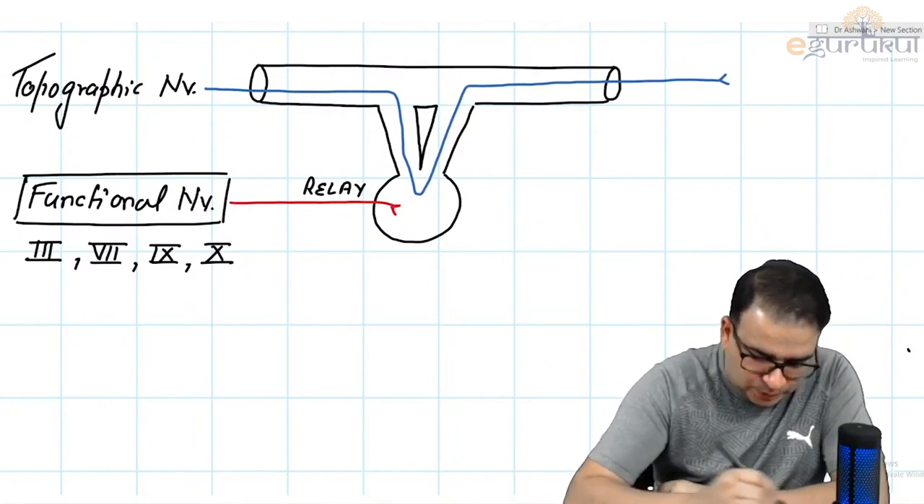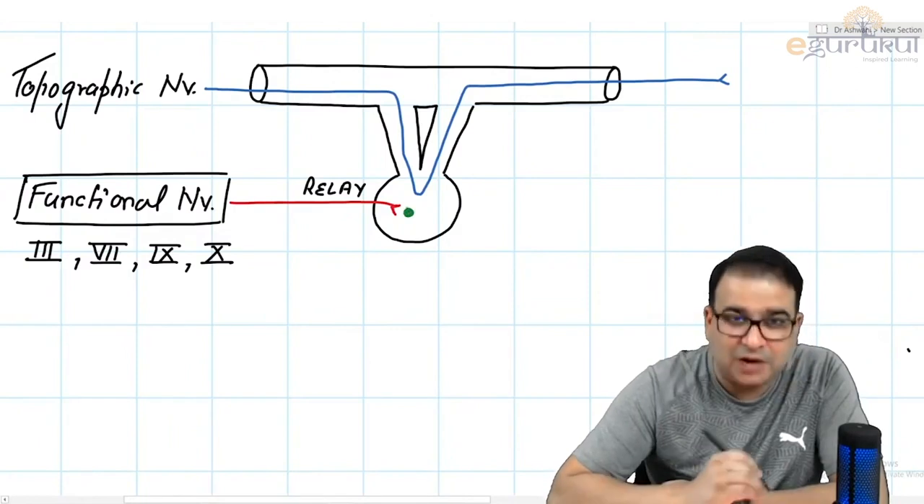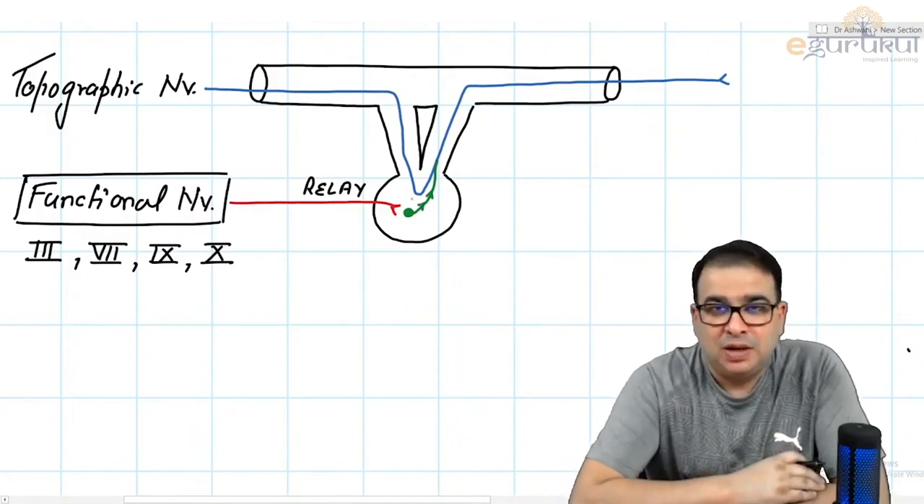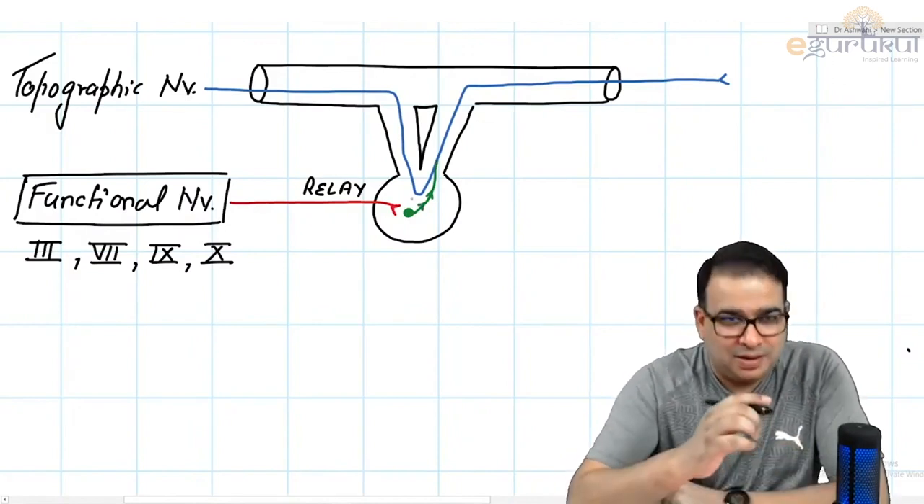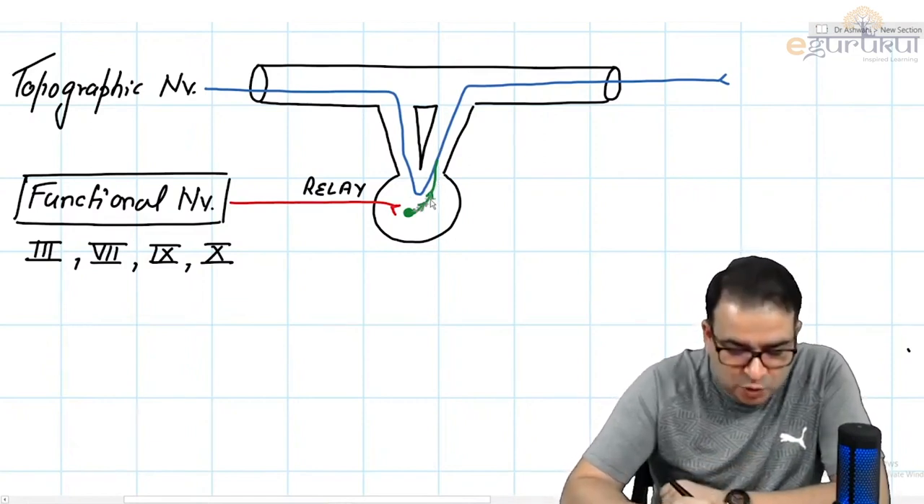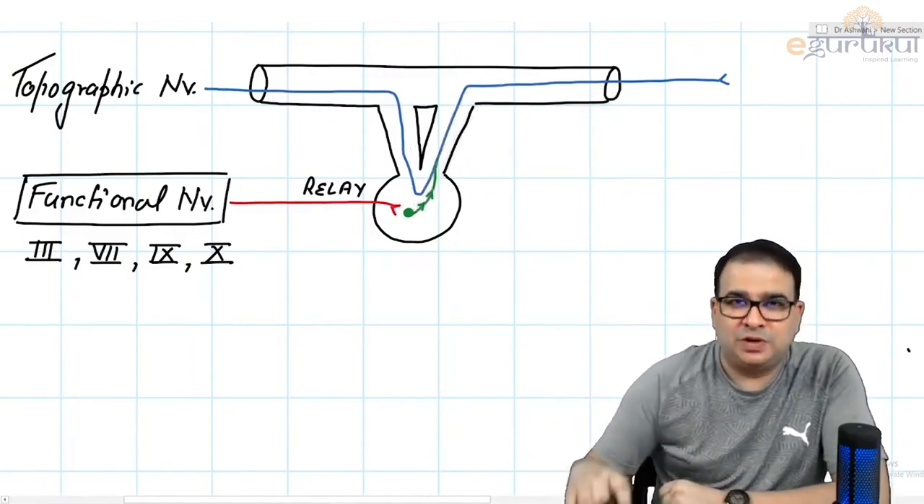Guys, look at this. The post-ganglionic fibers will start from here. They actually will join with the topographic nerve only. That is how they're going to come out. So they are coming out, but not themselves. The 3rd nerve itself or 7th nerve itself is not coming out. It is simply going to join with the topographic nerve, and the topographic nerve will do the rest of the function.